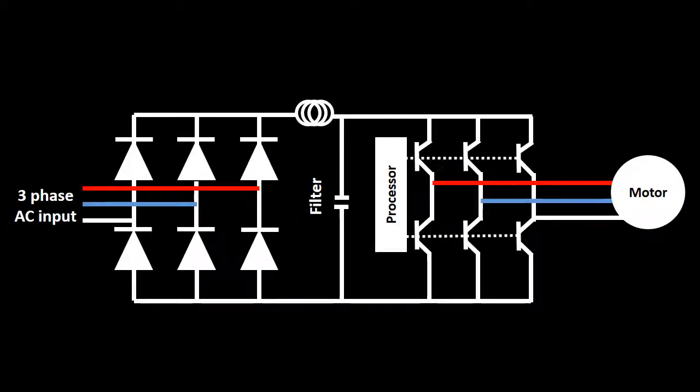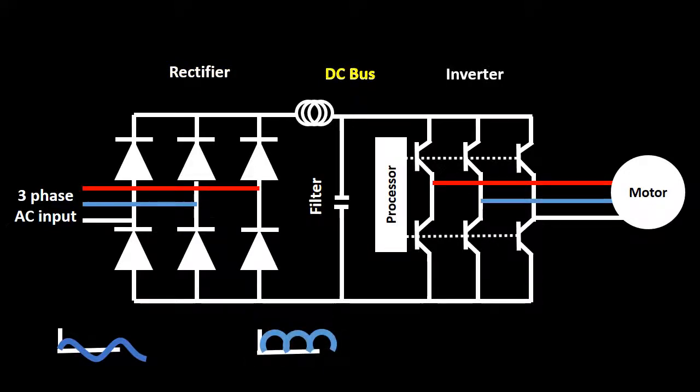We will now look at how a VSD achieves its variable output frequency. The construction of a VSD can be divided into three main sections: the rectifier, the DC bus, and the inverter. The AC input firstly passes through the rectifier onto the DC bus, which supplies the inverter DC input. The inverter then converts the DC back into AC at the chosen frequency.